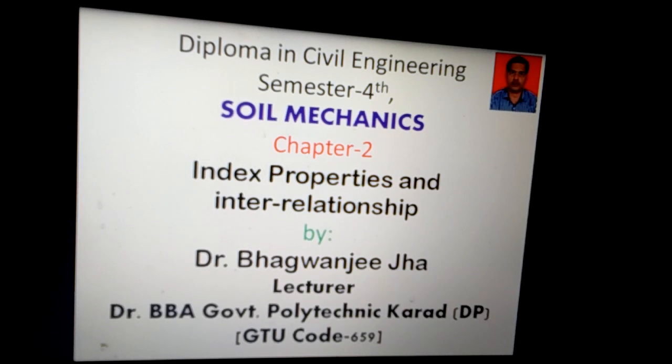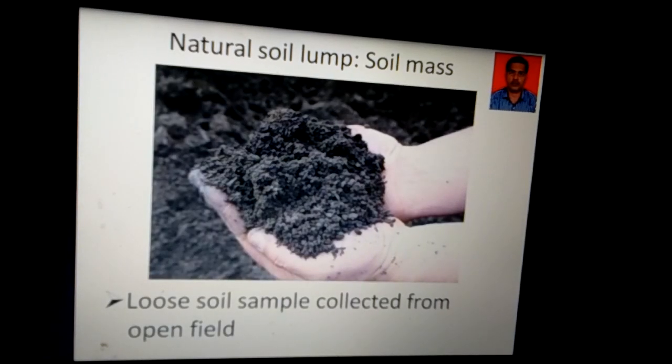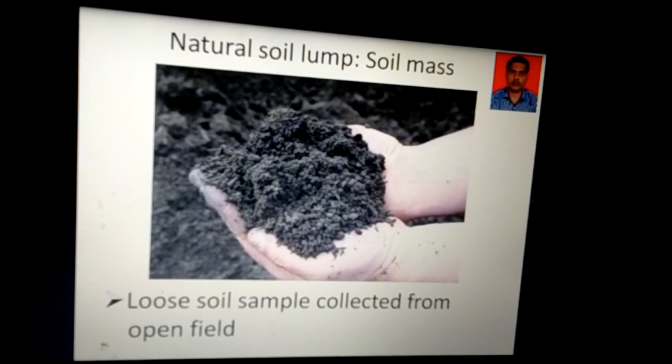The objective of today's lecture is to discuss the fundamentals of soil particles, the various phases of soil, and various index properties. Between the index properties there are so many relationships, and finally to solve some numerical problems using the interrelationship between index properties. You can see here an image where the soil has been collected from an open field.